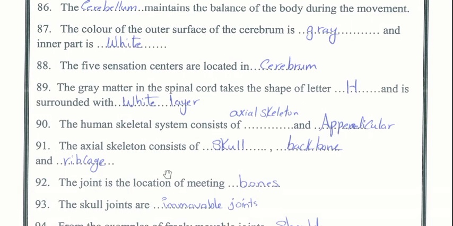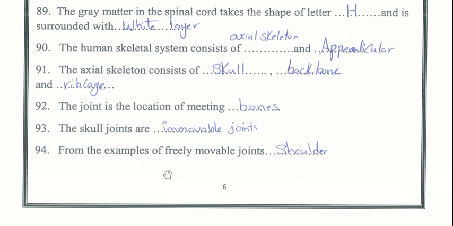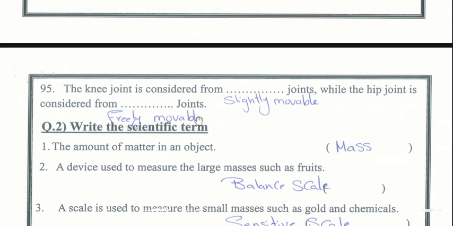Human skeletal system. Our skeletal system consists of 2 main parts: axial skeleton, appendicular skeleton. The axial skeleton consists of skull, backbone, rib cage. Okay. 29. Joint is the location of meeting bones. Skull joints are immovable joints. We have 3 types of joint: immovable, slightly movable, freely movable. Examples of freely movable are shoulder, wrist, hip. 95. Knee joint is considered slightly movable joint, while hip is freely movable joint.